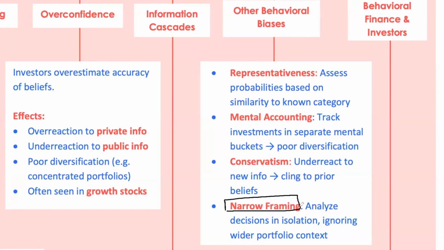Finally, we have narrow framing. This happens when investors make decisions by looking at each investment in isolation rather than as part of a whole portfolio. For example, someone might say, I'm not investing in international funds, they're too volatile, without realizing that adding some international exposure could actually lower overall portfolio risk. They're zooming in too much and missing the big picture. It's like judging a meal by just one ingredient. This has a garlic, so I won't eat it, without tasting the full dish.